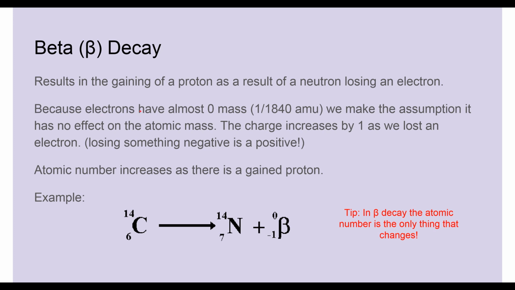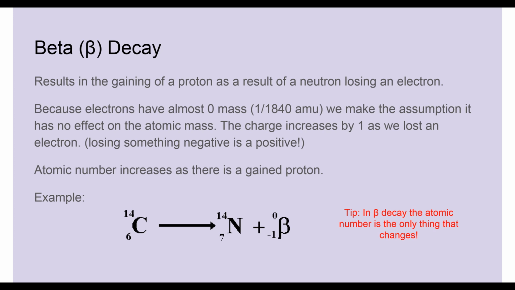So because electrons have almost zero mass, just as a reminder, that's 1 of 1840 AMU, right? We make the assumption it has no effect on the atomic mass. So that doesn't change when we lose that negative particle. The charge increases by 1 as we lost an electron. More specifically, we lost this negative thing. More importantly, we gained a positive charge. So the atomic number increases as there is a gained proton. So we lost this negative piece.